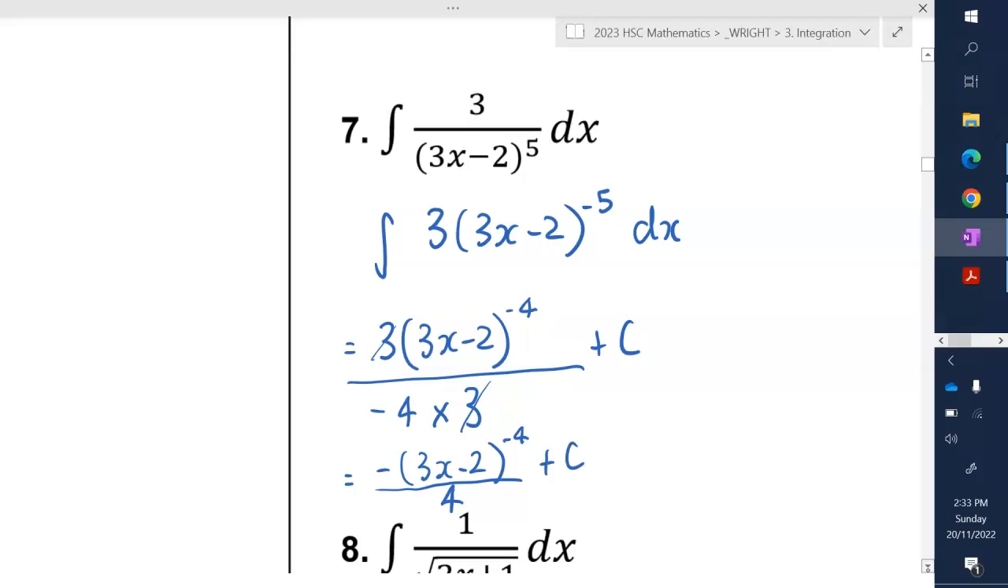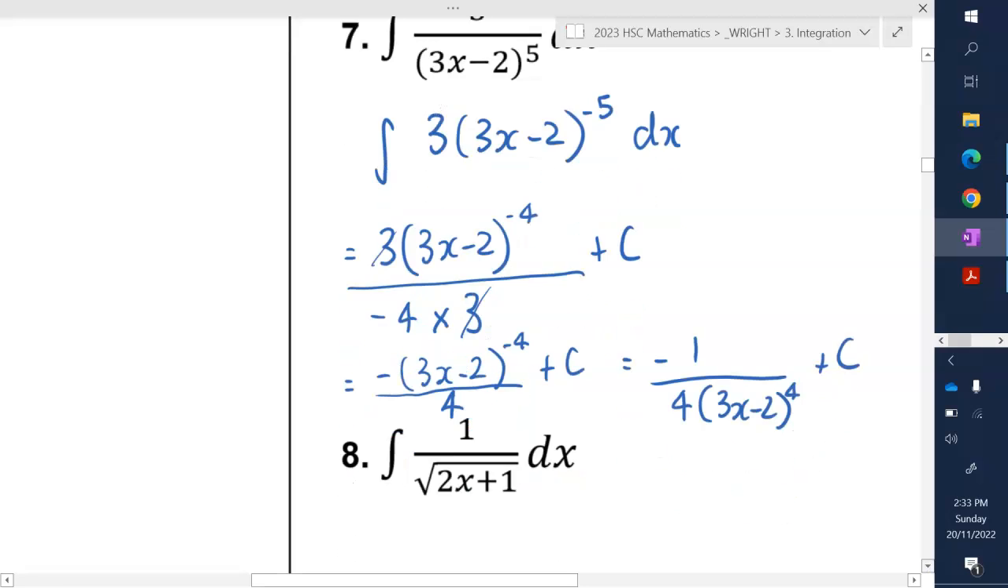I could write it like that. However, we were given a question with our function on the bottom. So let's get rid of the negative indice and write it like this. Minus a quarter, and on the bottom becomes 3x minus 2 to the power of 4 plus c.